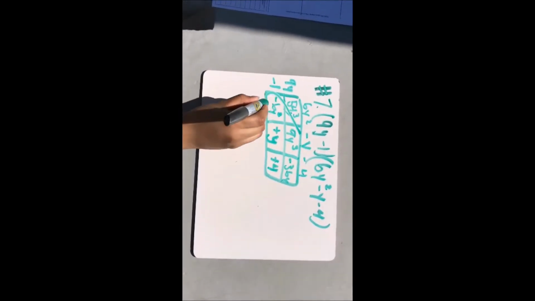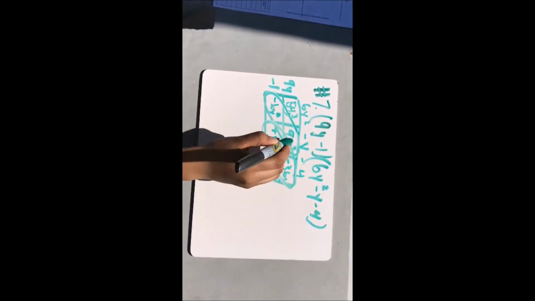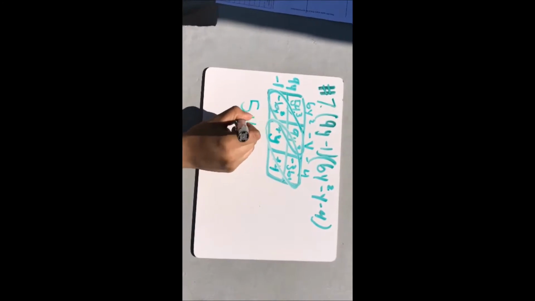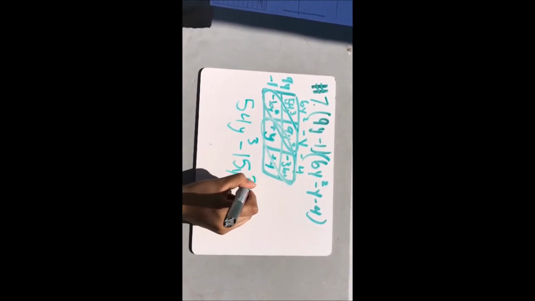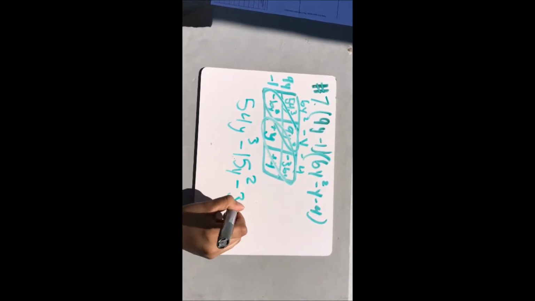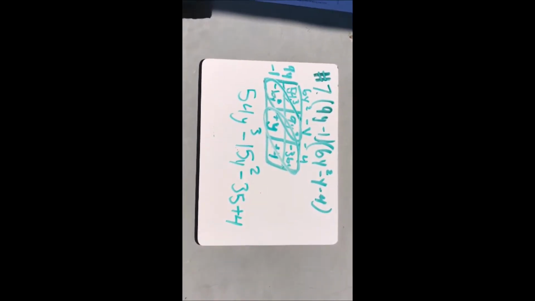Now once you get all your totals, you want to combine like terms. You would get 54y cubed minus 15y squared minus 35y plus 4. And that'll be your grand total.